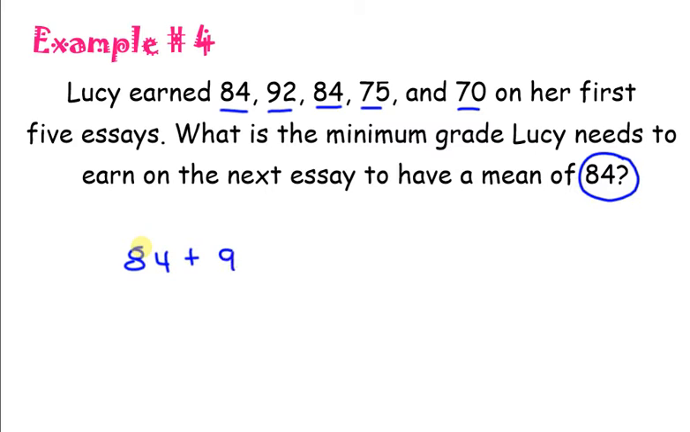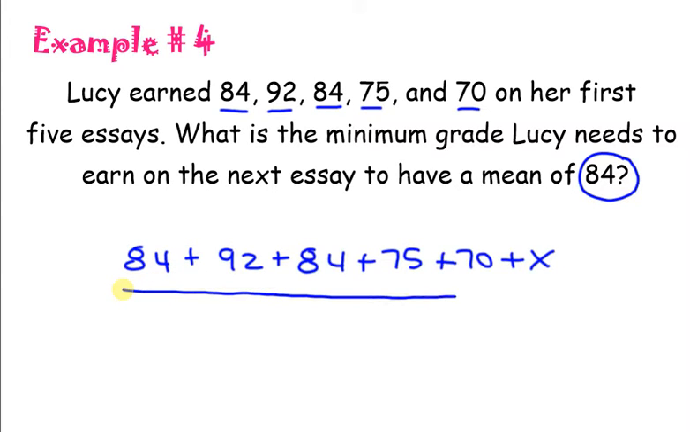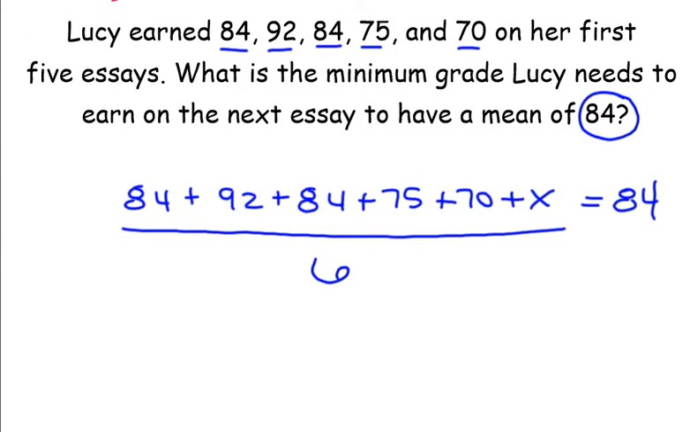84 plus 92 plus 84 plus 75 plus 70, and the last thing is always plus x, divided by 1, 2, 3, 4, 5, 6, and it needs to have a mean of 84. Okay? So let's go ahead and get started. We want to get rid of this 6 on the bottom. So we multiply because it's being divided here, but we have to do it to both sides to be fair.